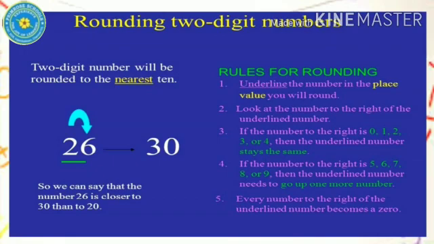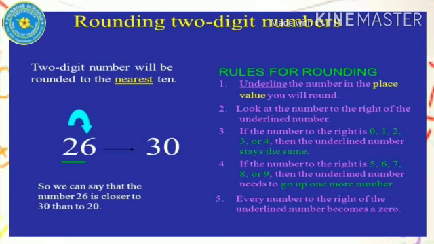Underline the number in the place value you're going to round it. Then look at the number to the right of the underlined number. If the number to the right is 0 to 4, then the underlined number stays the same. If the number on the right is above 4, that is 5 to 9, then the underlined number needs to go up one more number. So every number to the right side of the underlined number becomes a 0 in that case.